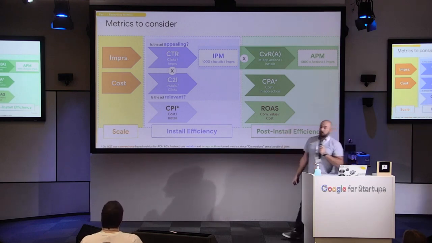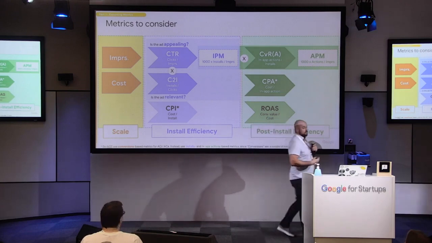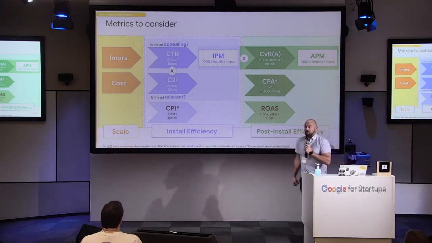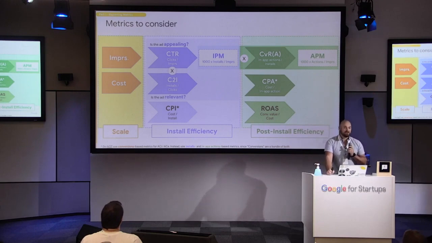Then is the ad appealing, right? Is the asset or ad getting clicks, or clicks to installs, right? Is the ad relevant to the users as well? And that's how we arrive at the IPM. And then, of course, we have the post-install efficiency. So when you work with your art teams, also try to figure out what you're actually testing for.